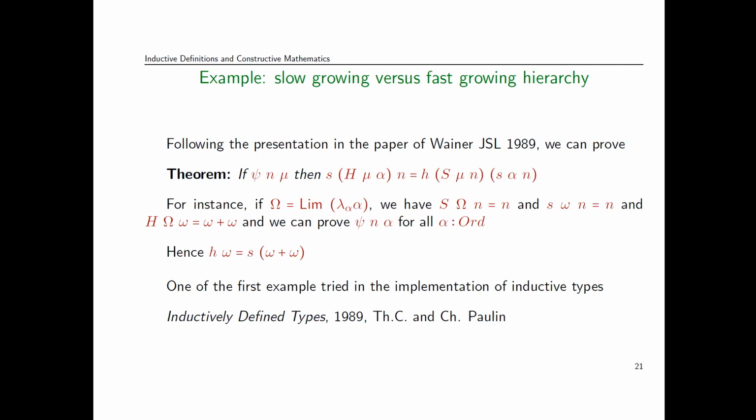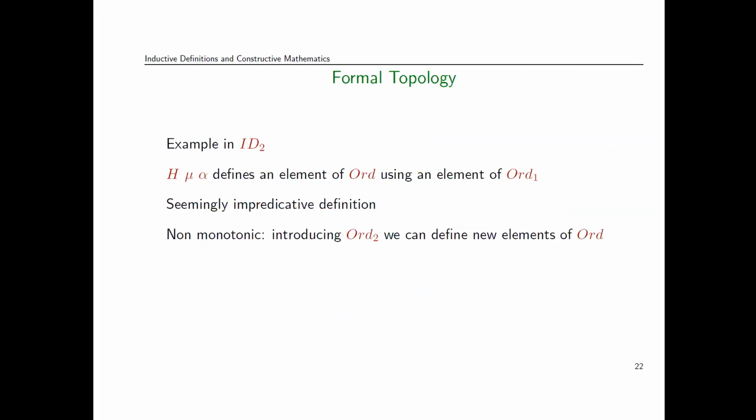The paper of Stan Wainer, where he presents Girard's result, was done in a classical metatheory, but actually you can follow this paper and prove what he was proving. This theorem says that the slow-growing hierarchy, S of something, is equal to the Hardy hierarchy. You can do it by following the paper as well. And this was one of the first examples we tried in an implementation of inductive types. And this is an example of ID2 once more.